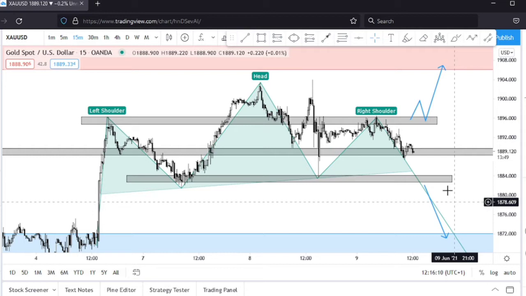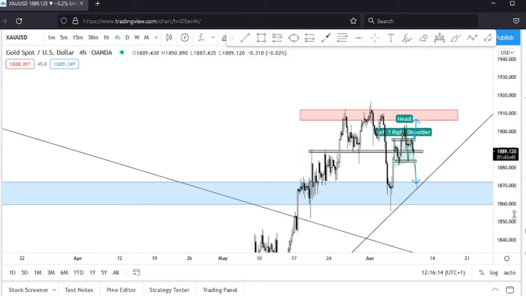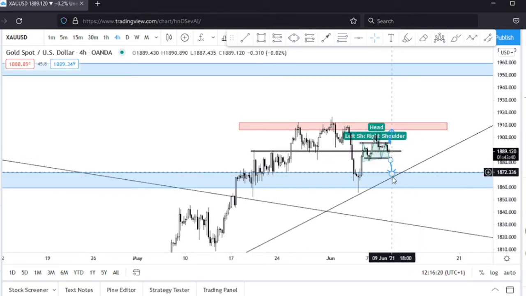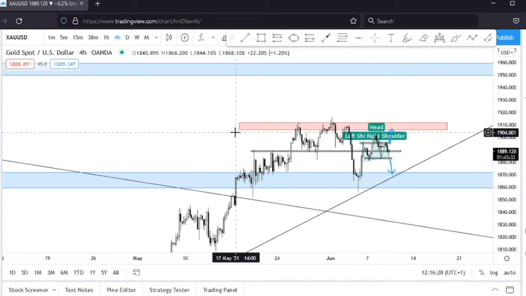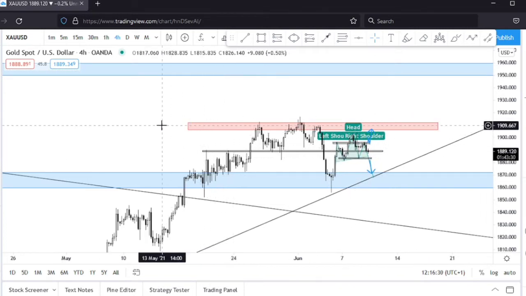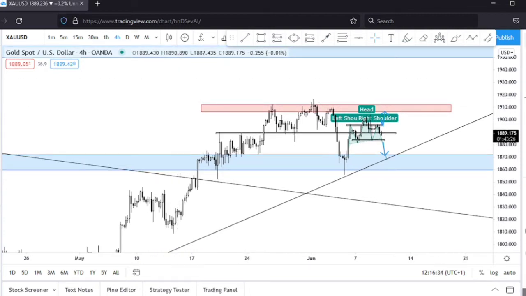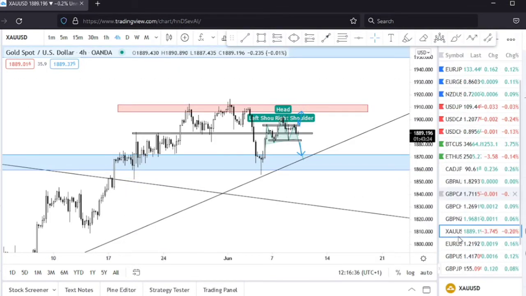As a swing trader on the 4-hour time frame, we will be looking for buy opportunities only, and that will be here at this level, or when price breaks this level over here to take our profit here. So that's my analysis for gold. And next I'll be analyzing the Euro USD charts.